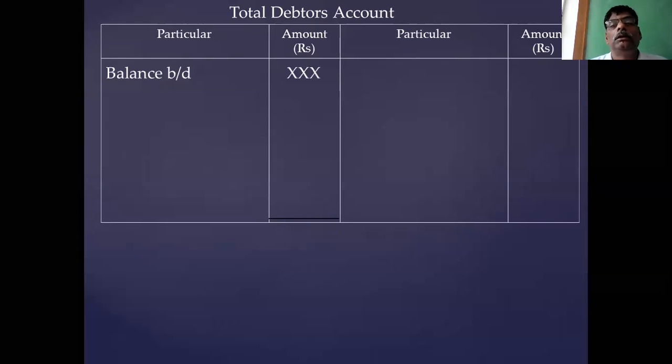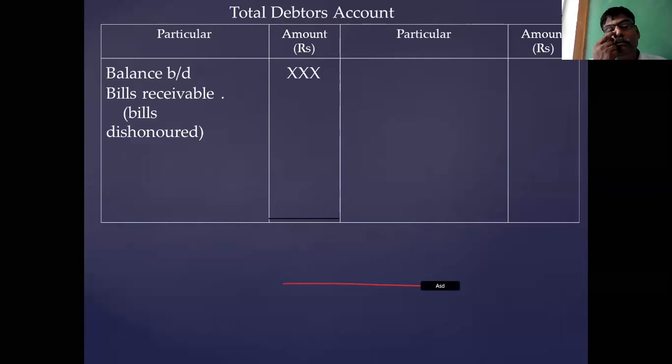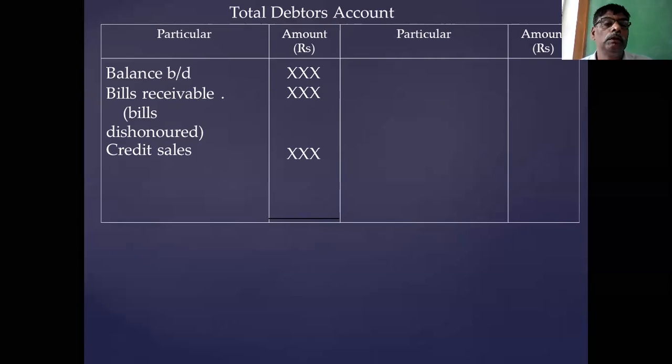Okay. You take the opening balance, then bills receivable dishonored. The number of bills receivable dishonored during the year is the second item on the debit side. First item, balance brought down; second, bills receivable dishonored; and the third item is credit sale. This is important. This account is prepared to find out the credit sale, so credit sale is important in this aspect. Three items come on the debit side.